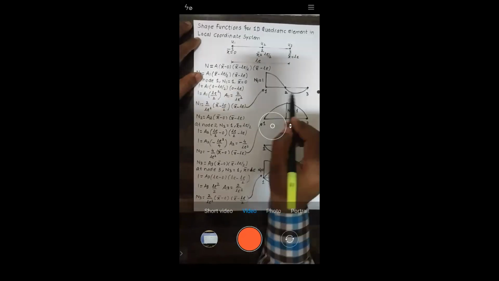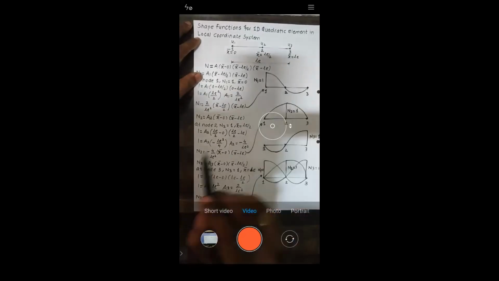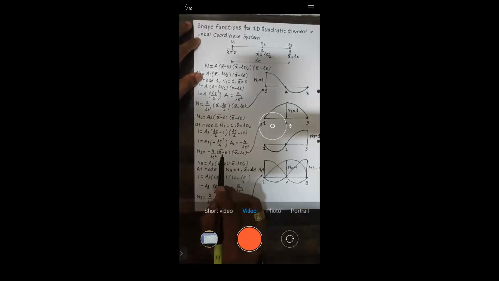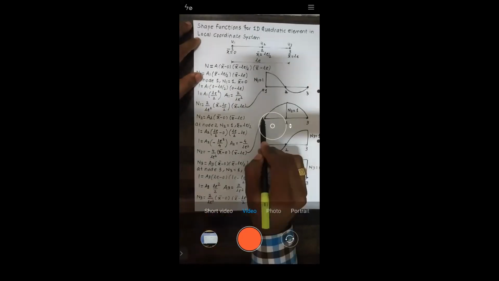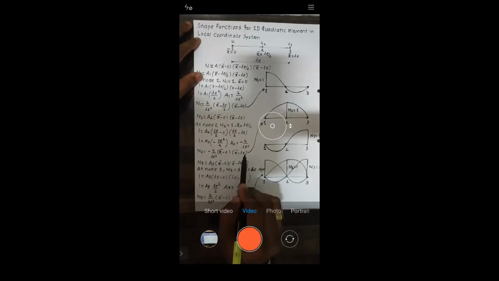Here in this equation. Now come back to this equation. You put x bar equal to 0, you will get 0. If you put x bar equal to LE by 2, you will get 1. If you put x bar equal to LE, again you will get 0. Now come back here, sorry, this equation.